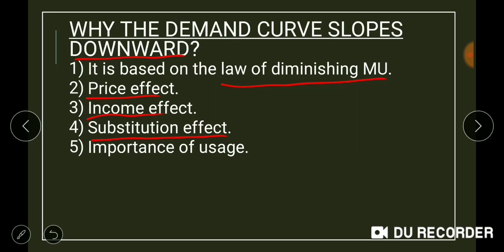Next, we have the substitution effect. When the price of a particular commodity falls, it becomes cheaper. So the consumer has a tendency to substitute the relatively cheaper good for the relatively costlier good. Thus, due to the substitution effect also, the demand curve slopes downward. And finally, we have the importance of usage. There are different uses of certain commodities and services that are responsible for the negative slope of the demand curve. With the increase in price of such products, the goods will be used only for important uses and their demand will fall. As a result, the demand curve will slope downward.